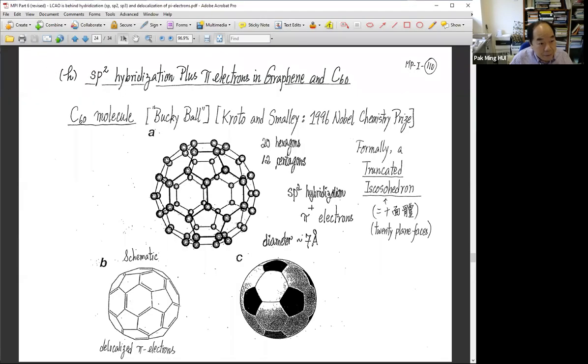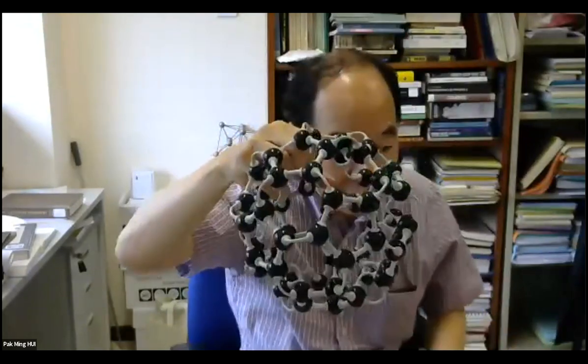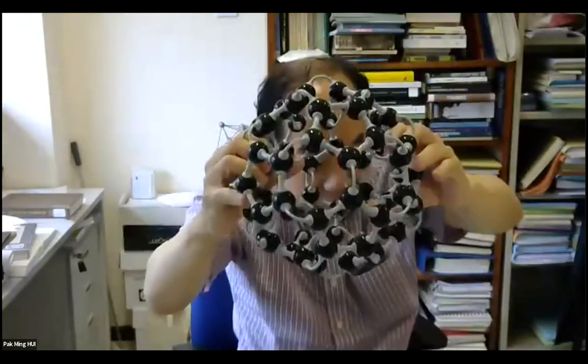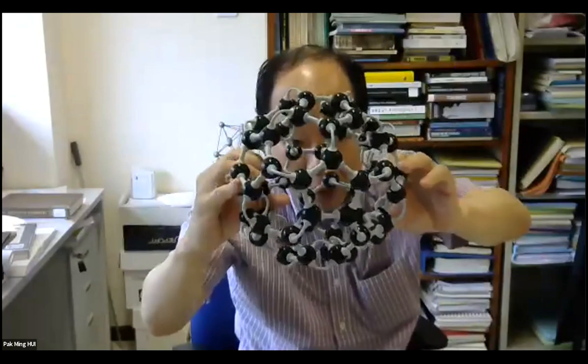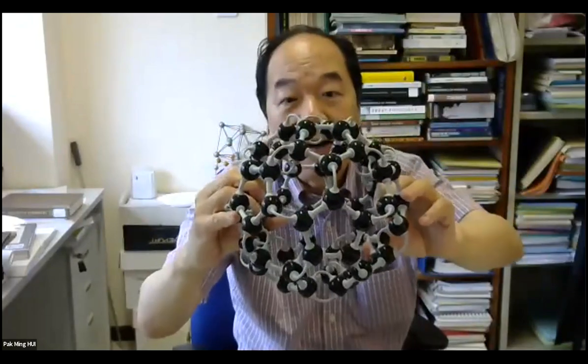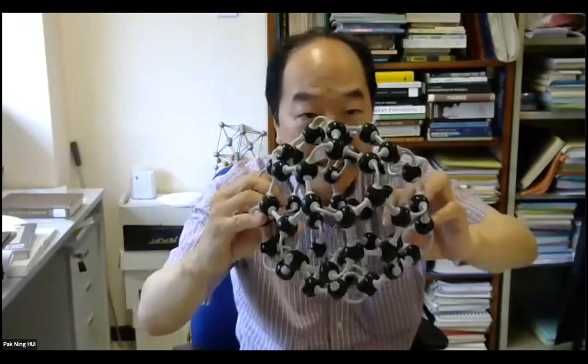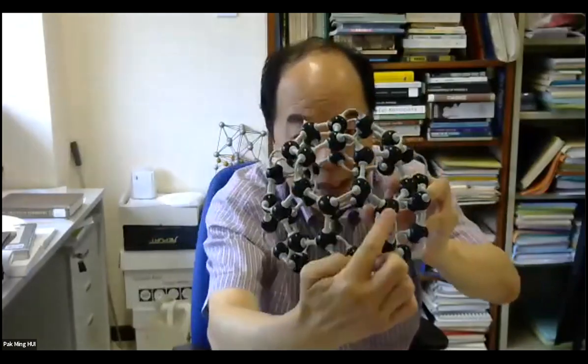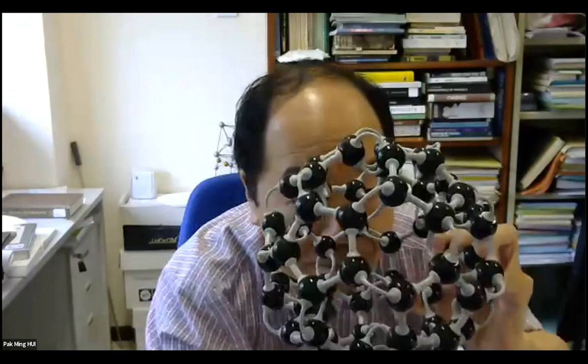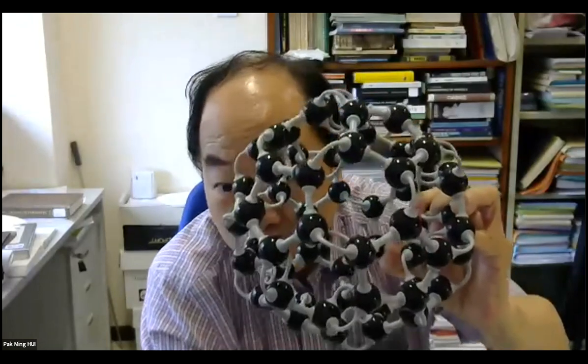For this carbon 60 stuff, this is the carbon 60 in ball and stick model. You can easily see that there are hexagonal structures. But if you only live on an XY plane, you will have hexagonal all the way, only hexagonal.